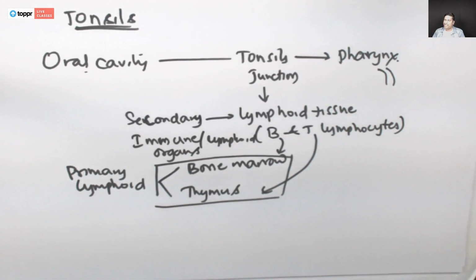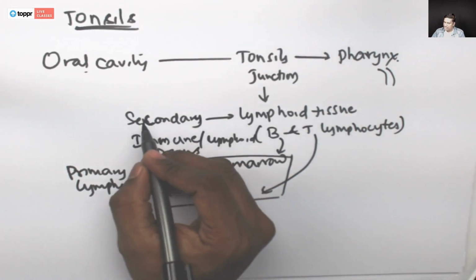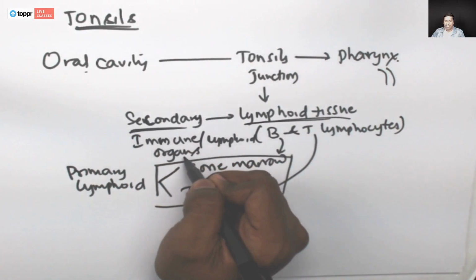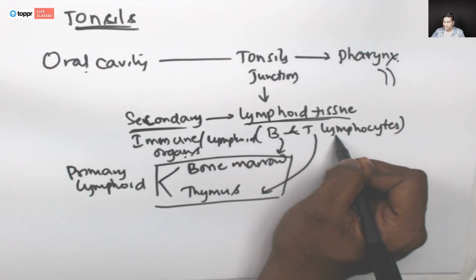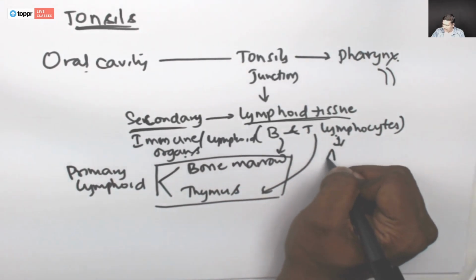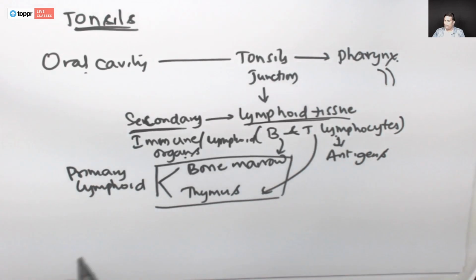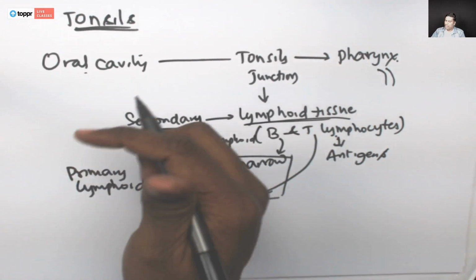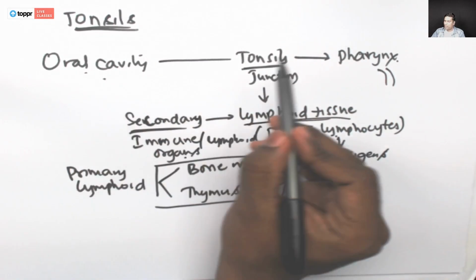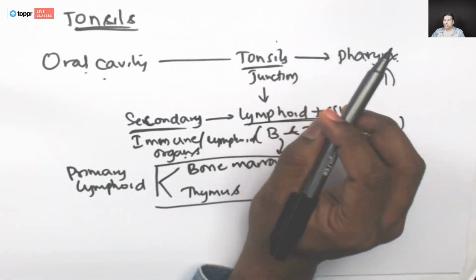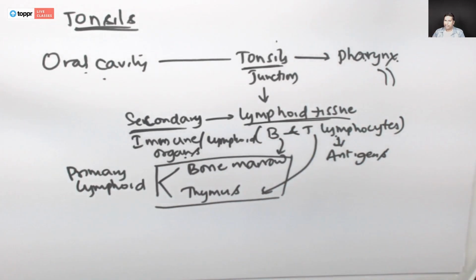So wherever there's a good chance of harmful organisms coming in, these go and sit, and those tissues which are rich in lymphoid cells are called the secondary lymphoid organs. By sitting there, they capture any antigens, any organisms that can actually harm us, any bacteria. So when you eat food or breathe air in, these tonsils sitting at the junction of the oral cavity and the pharynx are picking up any microorganisms that can come through the food or through the air.